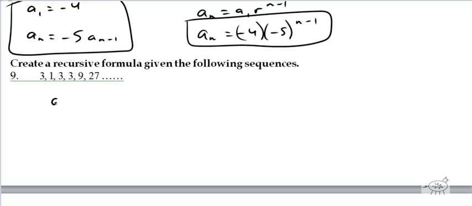So recursively, make sure you tell me a sub 1 is 3 and a sub 2 is 1. And then you're going to say a sub n is the one before it times 2 before it. And that's your answer. Okay? Not too bad.